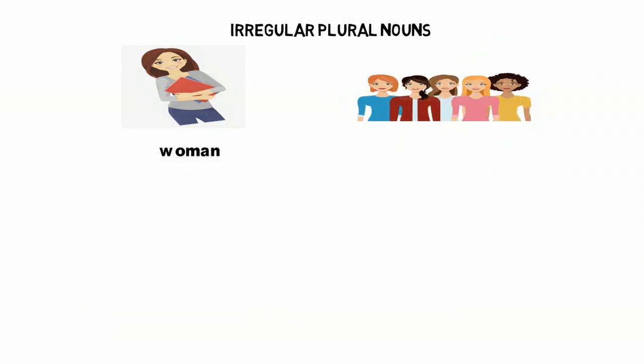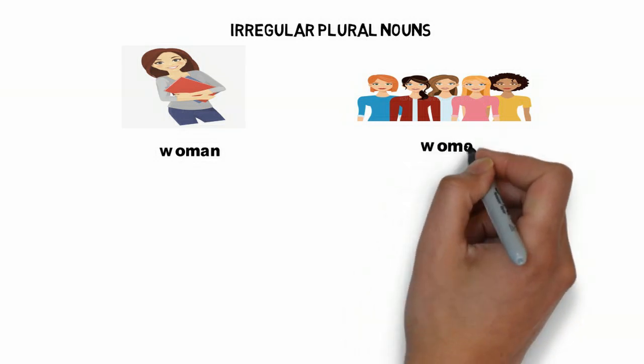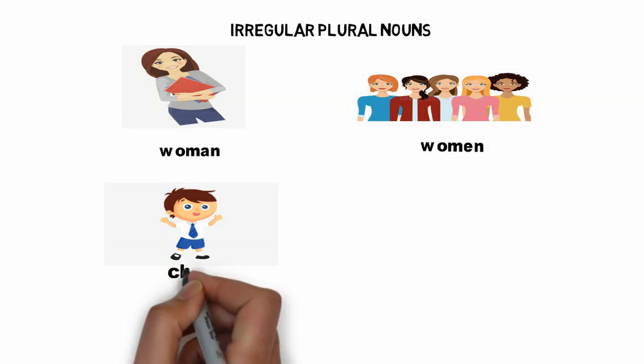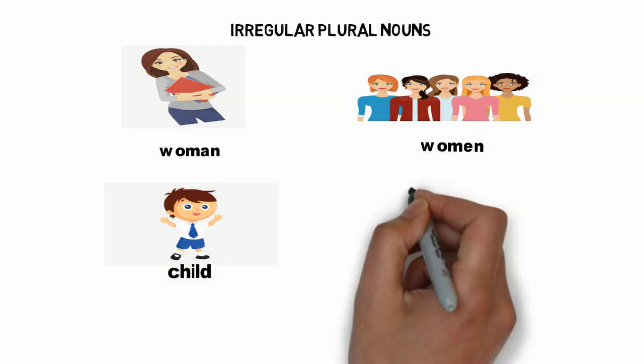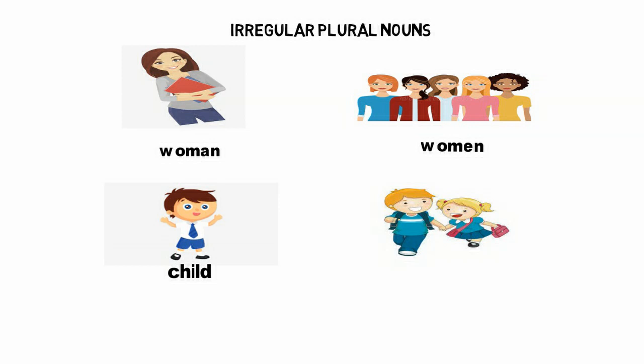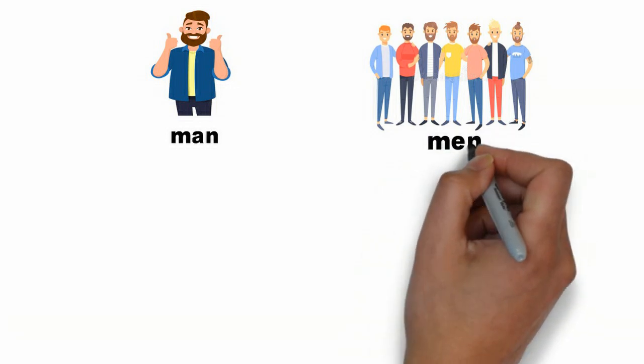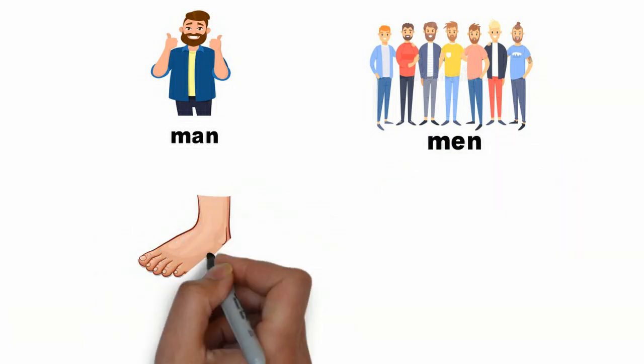Irregular plural nouns. Let's see the irregular plural nouns. Woman, if it's plural, it's women. They are women. Child, if it's plural, it will be children. Man, if it's plural, men. We say men, a lot of men.